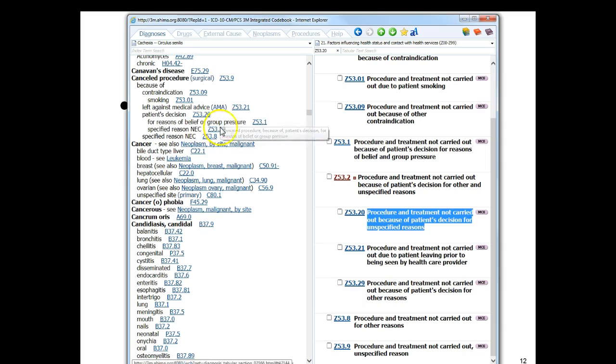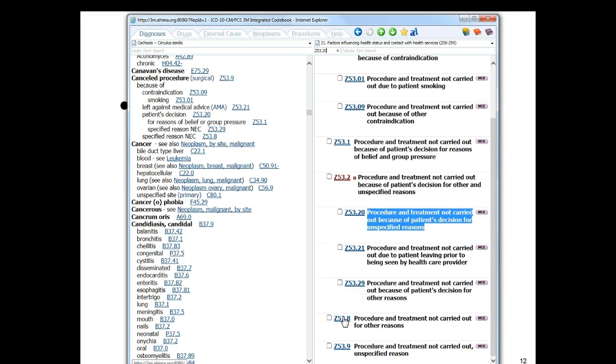Or it may be group pressure. Maybe a woman plans to have a tubal and her family or her spouse talk her into changing her mind. There could be some other specified reason that the patient would change her mind, or another specified reason that the patient decided not to have the procedure done.